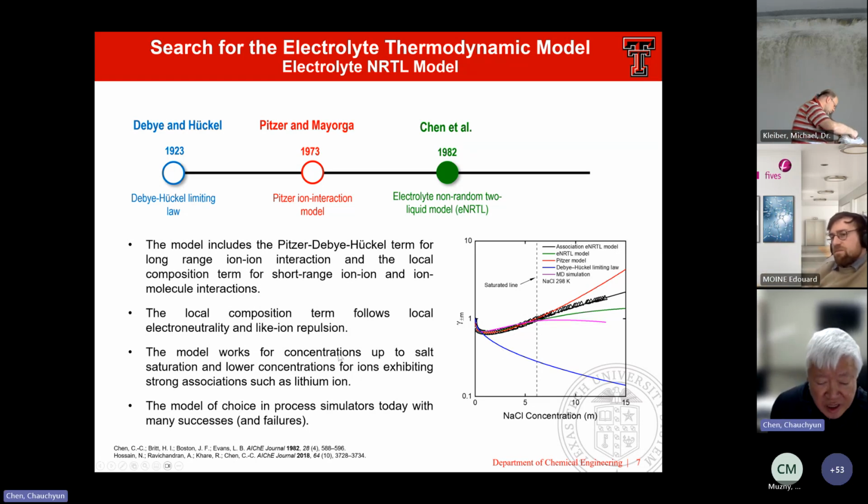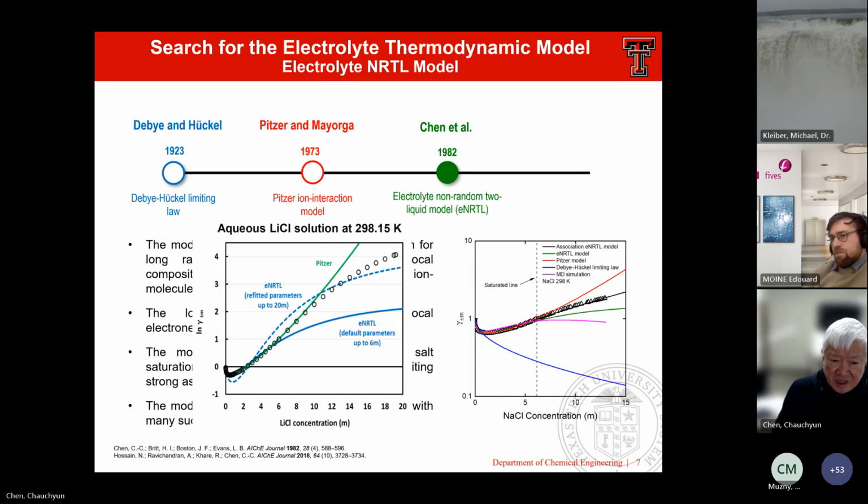Today, in IFPEN and in many other simulators, NRTL has been introduced, and it has brought a lot of successes, especially for CO2 capture and brine solution desalination processes, but also many failures. For example, for lithium chloride, given the mean ionic activity coefficient data, NRTL represented well up to 6 here, but beyond that, the data will never be captured by NRTL.